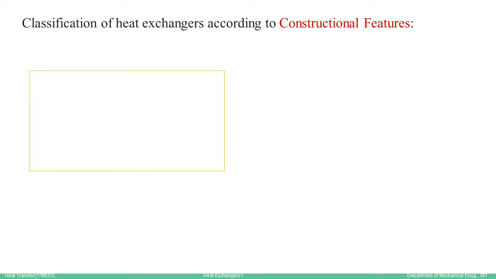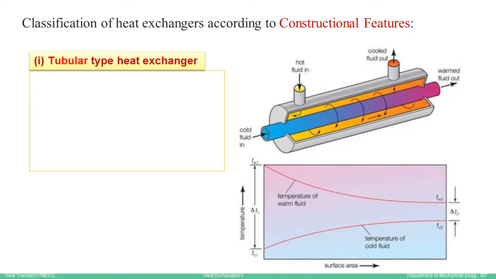Classification of heat exchangers according to constructional features. First among them is tubular type heat exchangers. Since we have already become familiar with parallel flow and counterflow, those are basically tubular type heat exchangers wherein two pipes are used, and you can see there is a central pipe. In this sketch, cold fluid is going in, and when it is coming out, it is warmed, and there can be a hot fluid supply at one end. This is actually a parallel flow heat exchanger which comes under tubular type, and when the hot fluid is going out, it has cooled down.